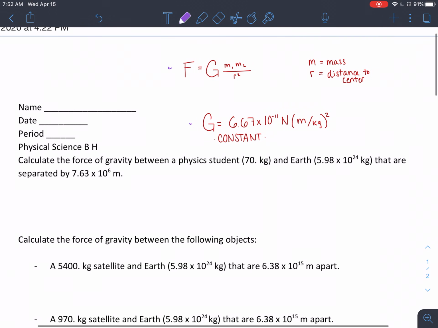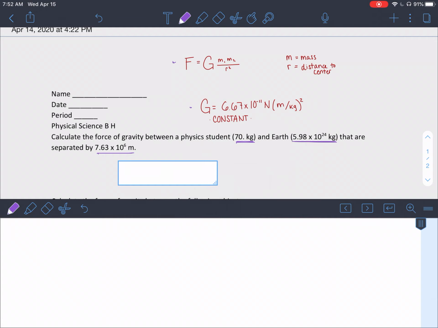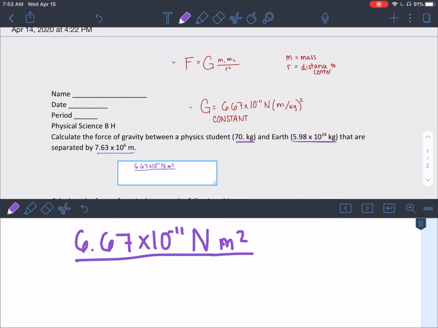All right, so the first one: calculate the force of gravity between a physics student, that's 70 kilograms, and the Earth, which is 5.98 times 10 to the 24th kilograms, that are separated by 7.63 times 10 to the 6th meters. So we first use our gravitational constant, 6.67 times 10 to the negative 11th newtons times meters squared over kg squared. And that is multiplied by the mass, so 70 kilograms.